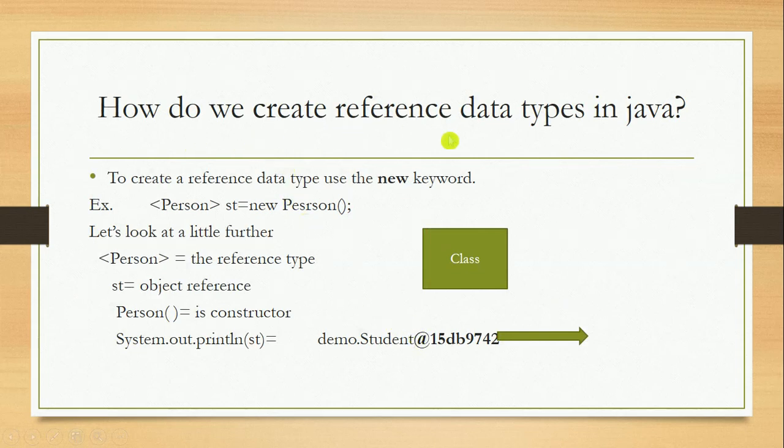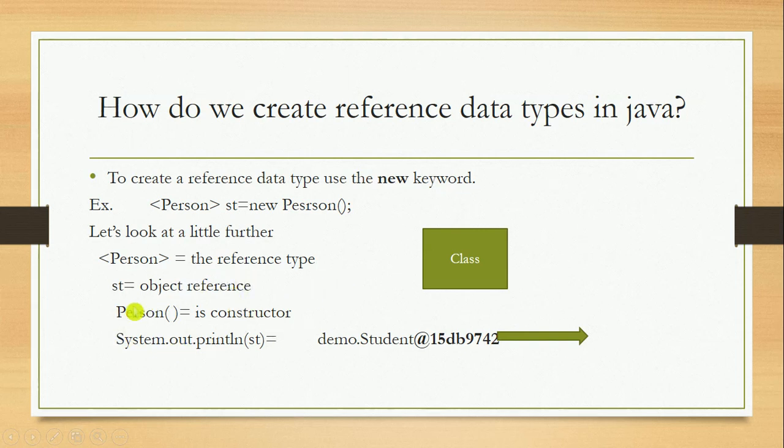How do we create reference data types in Java? To create a reference data type, use the new keyword. For example, Person, then we have the variable, and new Person(), and semicolon. Let's look a little further at this example or the syntax. This Person implies the reference type. S is the object reference, and Person with parentheses is the constructor.